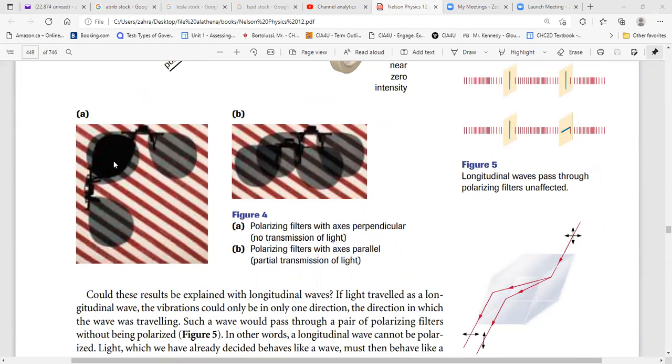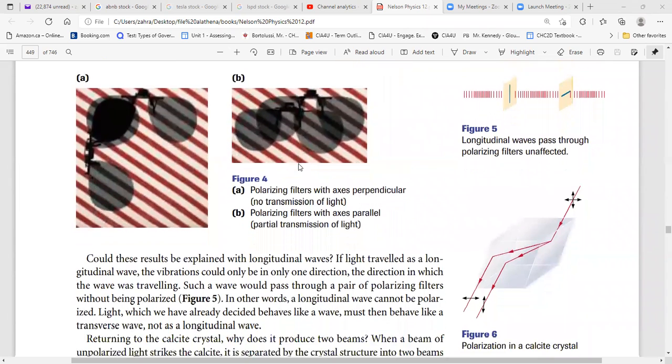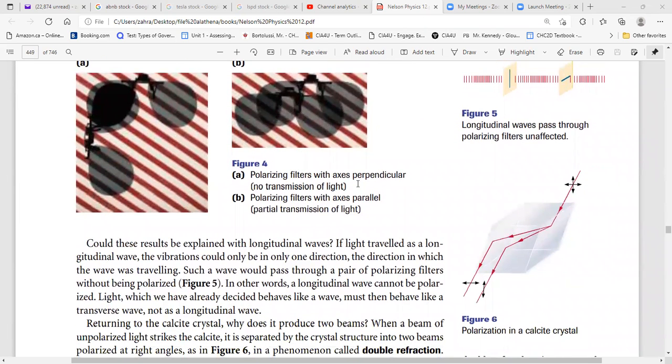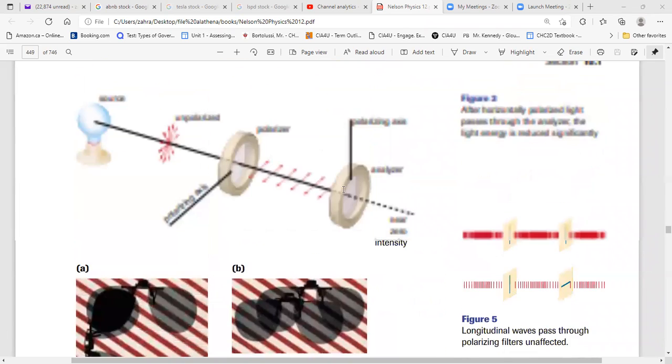See, when you use the polarized sunglasses, if you put one sunglass here and another one in a way that their axes are perpendicular to each other, you see no light passing through. But when their axes are parallel, the light passes through. So basically, the sunglasses have polarizing filters that will cancel the others, like that, right?